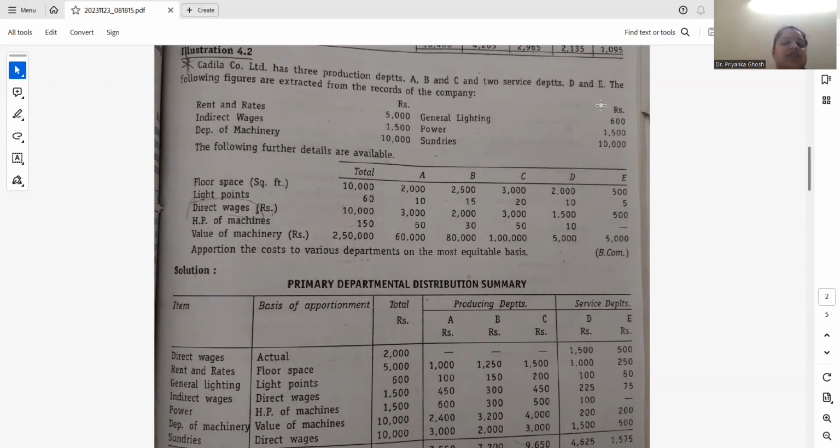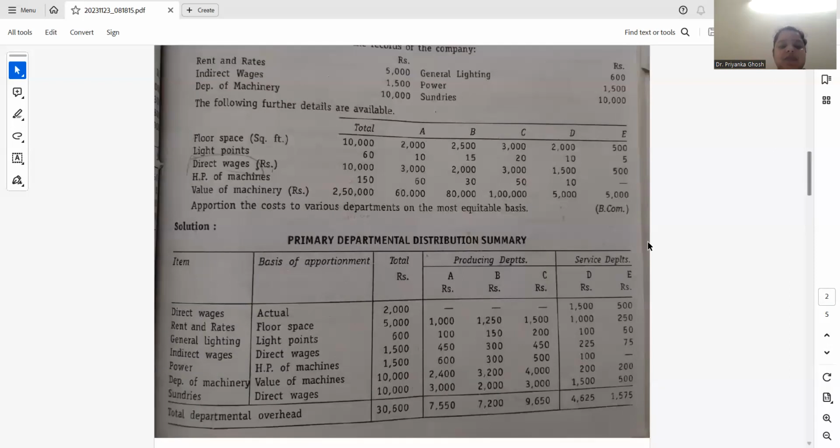Whenever the question gives you service departments, the first thing we always need to do is start with the direct expenses. In this question they have given the details of direct wages. In some other questions, they may give the details of direct materials also. If they have given direct materials and direct wages, then for the service department we always need to start with the direct expenses, the direct wages or direct materials. Here, as the service department is there, we need to start with the direct wages.